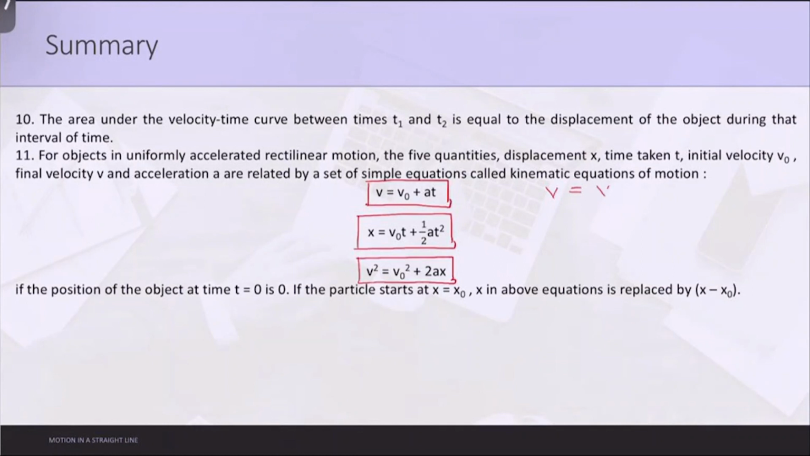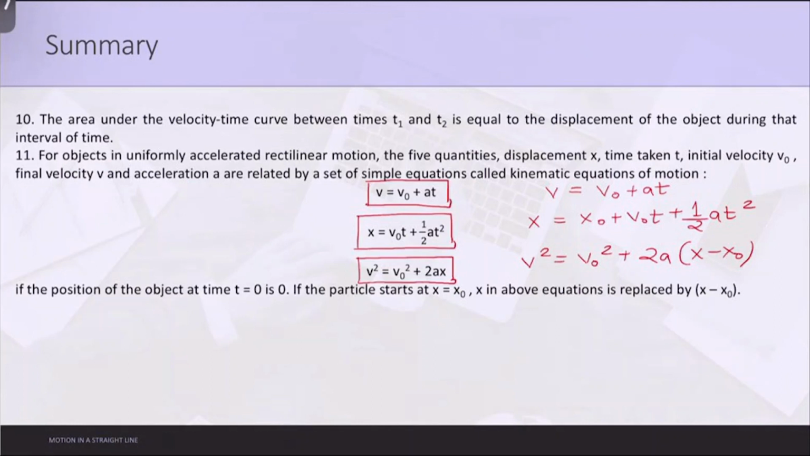So this equation remains the same only: v is equal to v naught plus at. This changes to x is equal to x naught plus v naught t plus half at square. And this changes to v square is equal to v naught square plus 2a into x minus x naught. Right? So that is the end.